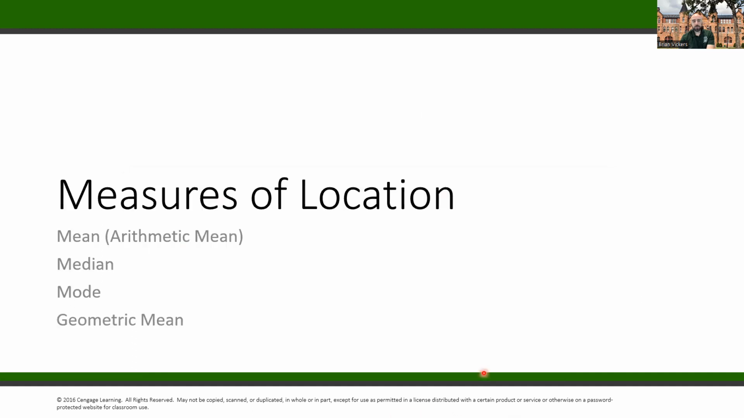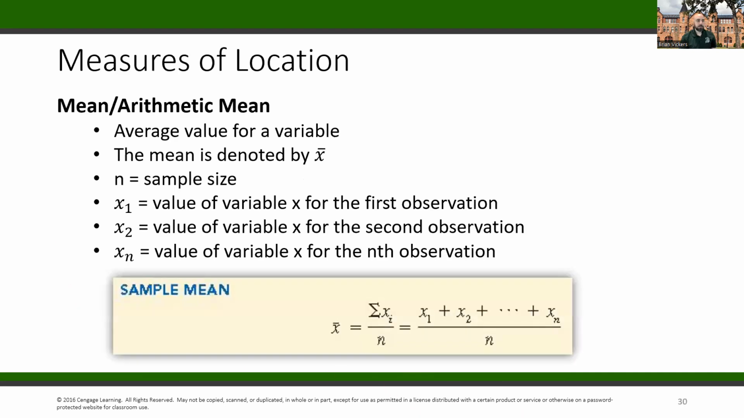All right. Sometimes we want to locate a specific number within a series of numbers. The most common ones are going to be the mean, median, and mode. Mean, or arithmetic mean, is going to be the average. If you're talking about numbers, it's the average.